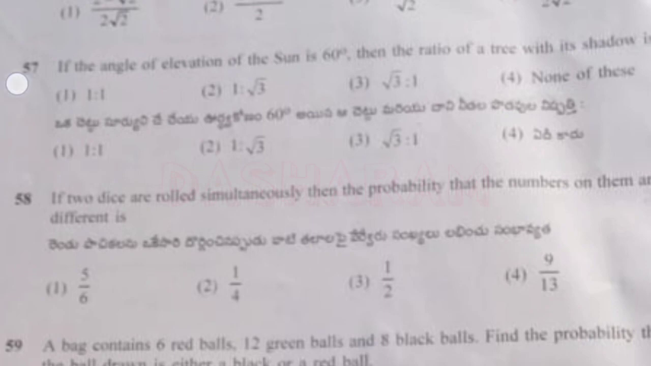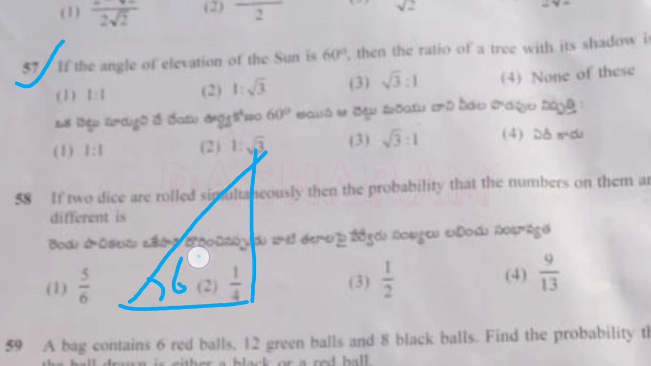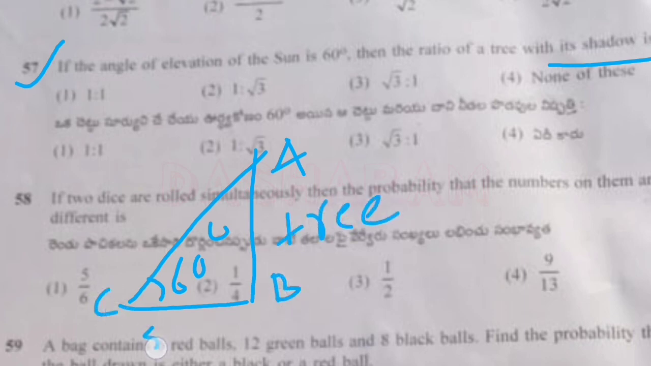So option 4 is correct. Next, 57th: if the angle of elevation of the sun is 60 degrees, then what is the ratio of a tree with its shadow? For example, AB is a tree and BC is the shadow. So what is the ratio of the tree with shadow? Tree first, shadow second.